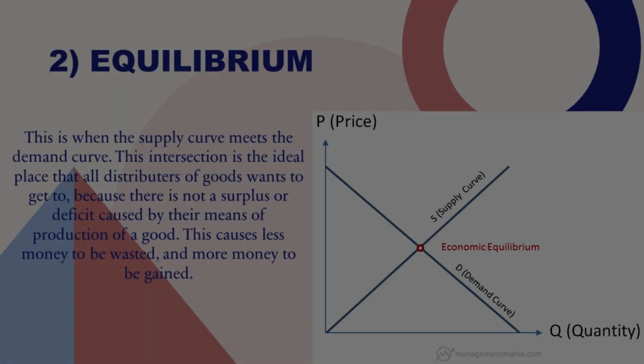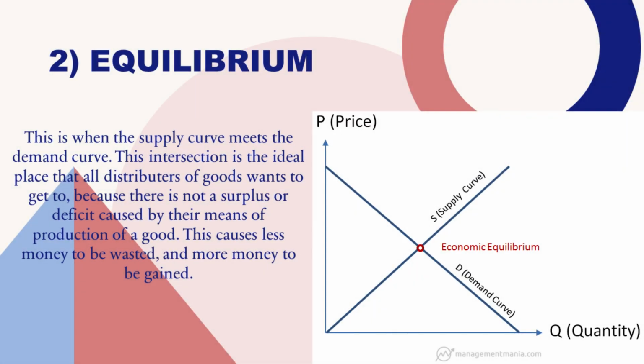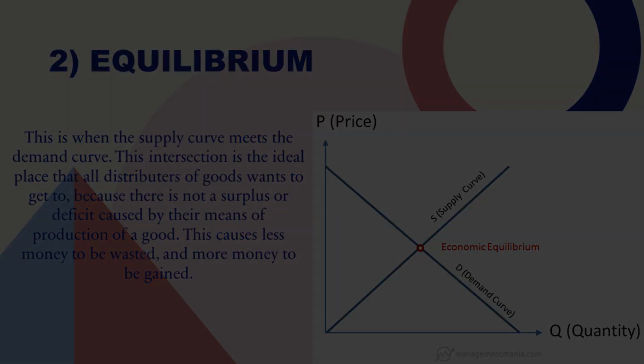My second key takeaway is equilibrium. This is when the supply curve meets the demand curve, and this is usually the ideal place that distributors of goods want to get to. That way there's no surplus or deficit in their means of production. By finding equilibrium, this causes less money to be wasted and more money to be gained.